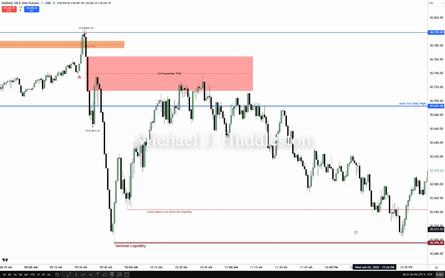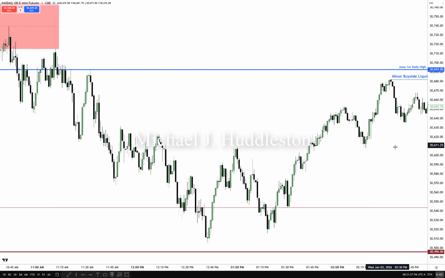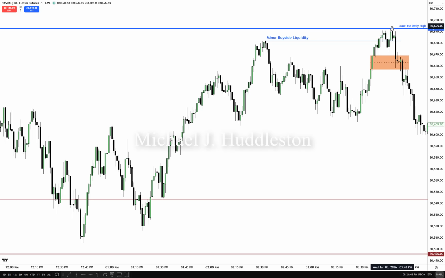Got real close to take that sell side here, and then one more time, worked its way right back on up to June 1st daily high, but not before creating a minor buy side liquidity pool there. Sweeps it, we break lower. Same premise now. We have minor buy side. Price runs up. There is no fair value gap in here. This is the only one prior to that high being taken out. So this one here is going to act as an inversion fair value gap.